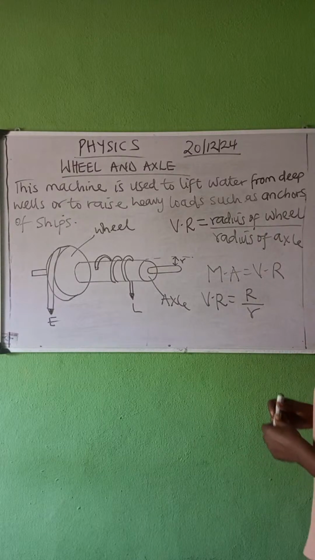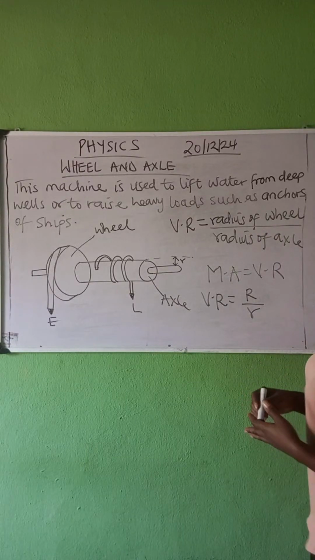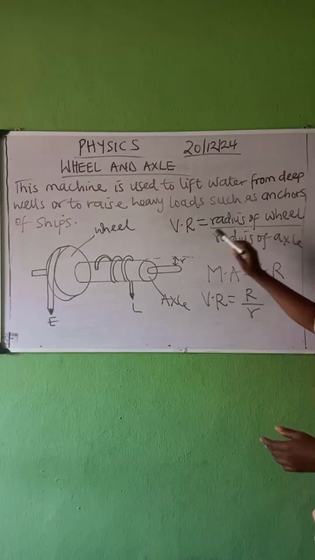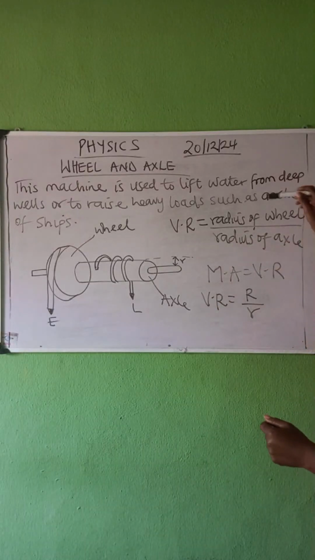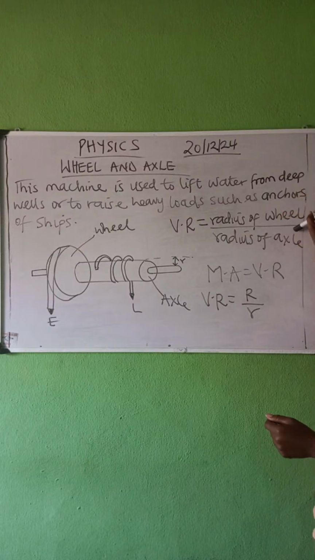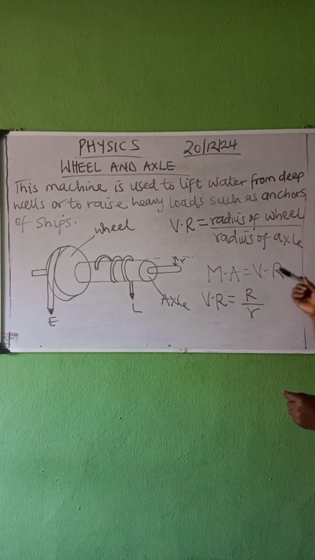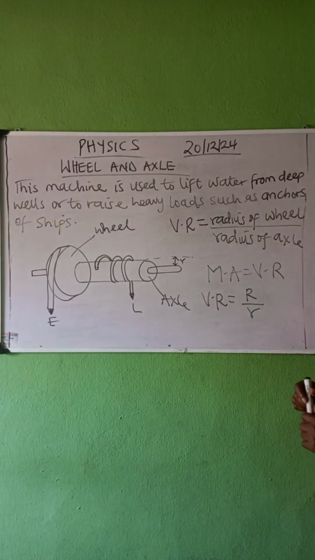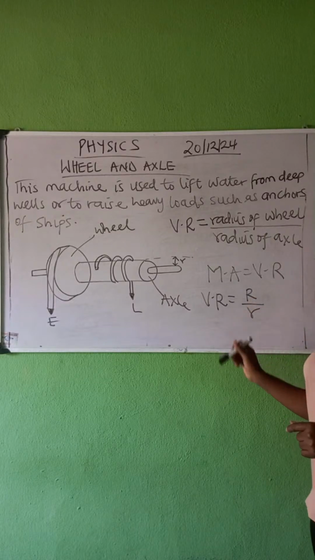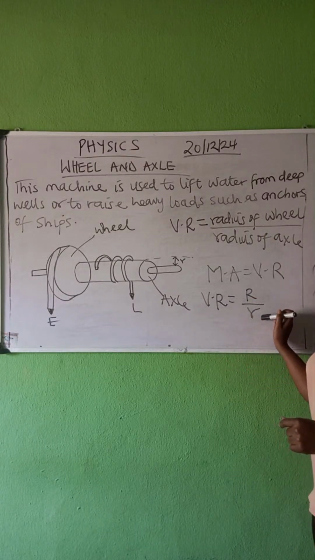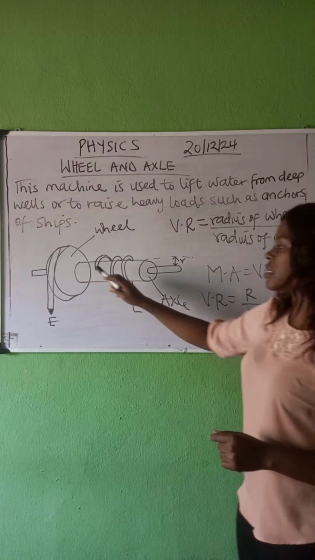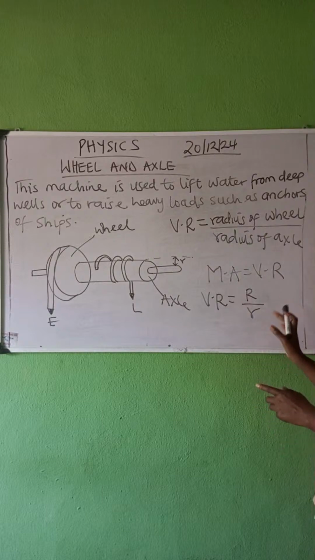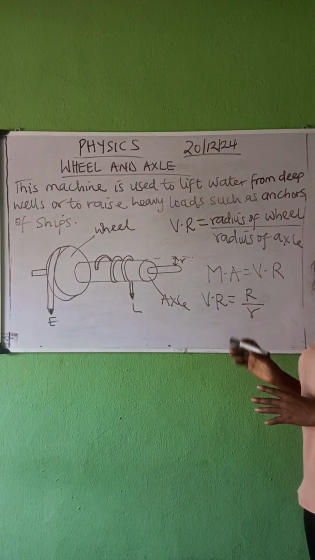All right. Now what is important in this part of the machine is our velocity ratio, which will help us to solve problems. The velocity ratio of a wheel and axle is the radius of the wheel over the radius of the axle. In this type of machine, mechanical advantage equals the velocity ratio. So the velocity ratio of this machine is big R over small r. The radius of the wheel is big R, while the radius of the axle is small r. So we're going to be looking at an example involving a wheel and axle machine.